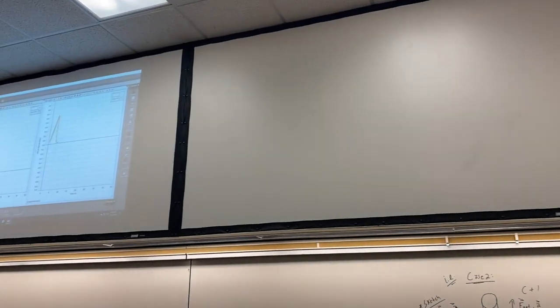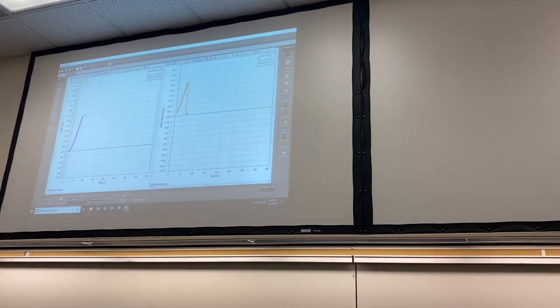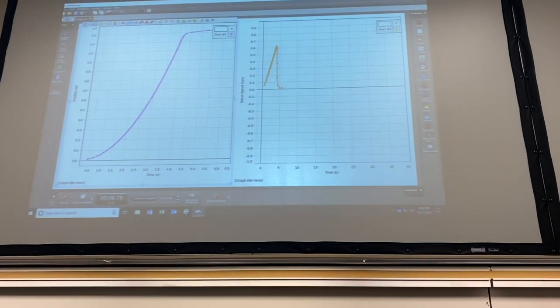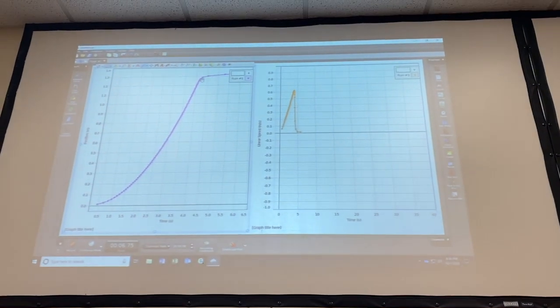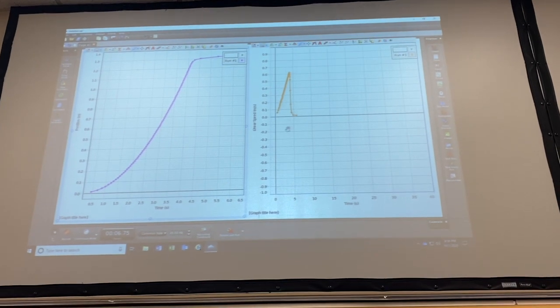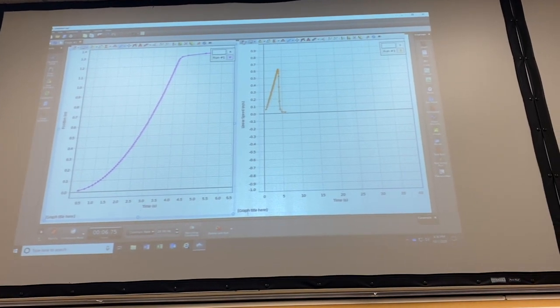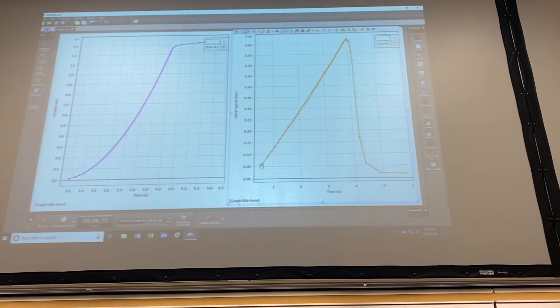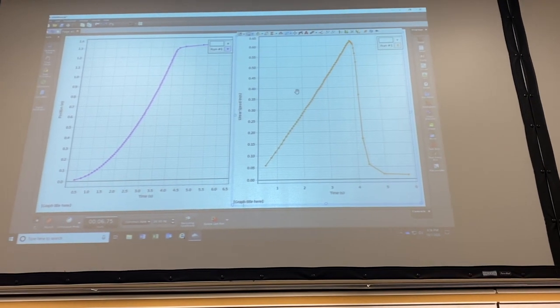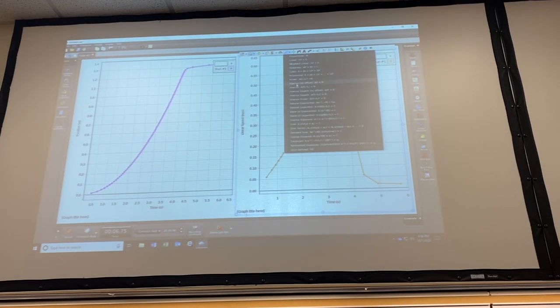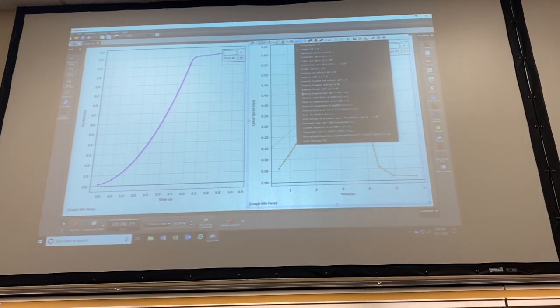We can show data. We have position on the left. I'm going to auto scale it here. And you can see we have a parabola. That's our position data. And on the right here, we have linear speed. And this is our velocity, the change in velocity. We're going to fit the linear fit on that.